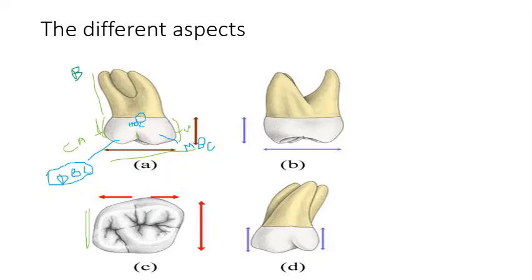Yes, we can see a small part of this distolingual cusp, and a bit of the distal marginal ridge can be seen from this aspect. This is the distolingual cusp, which can be seen from this aspect because of the smaller size of this distobuccal cusp. This was all about the buccal view. Now we will move towards the lingual view.